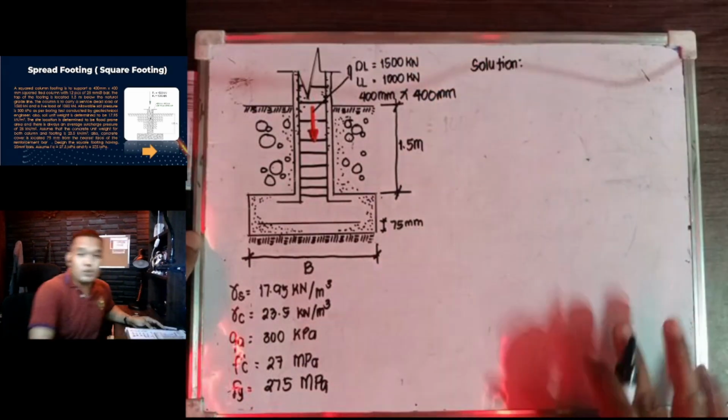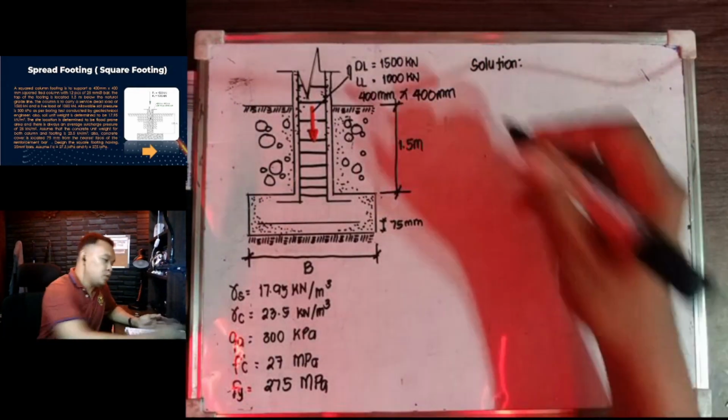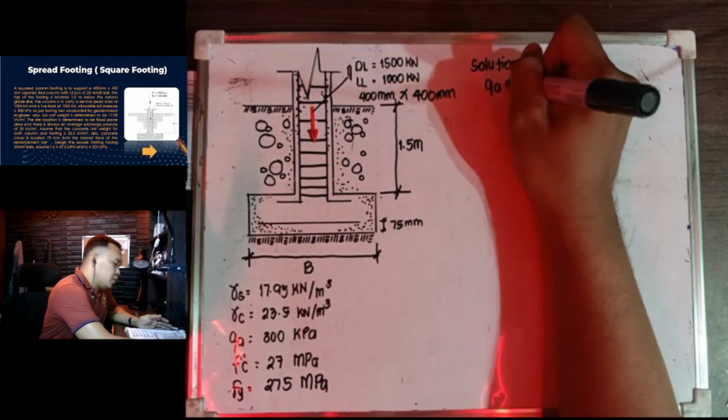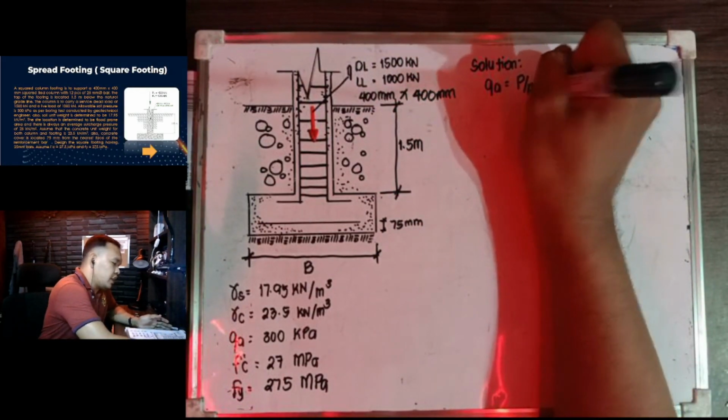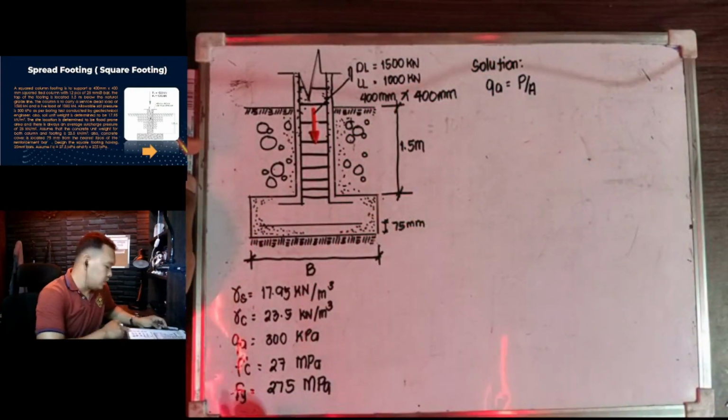Check natin, ha? Solution for number 1. So, we have here the formula given as Q allowable is equivalent kay force all over area. Tama? Which is equivalent kay yung QA natin, which is 300.